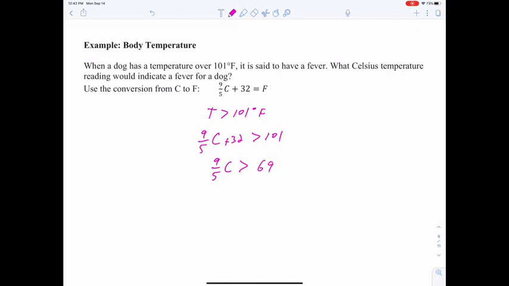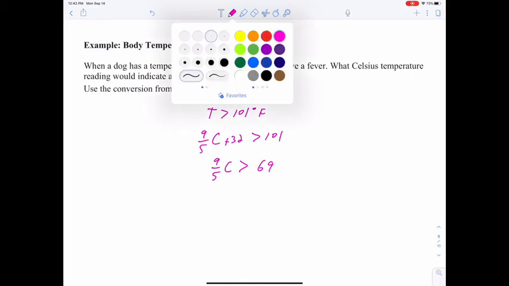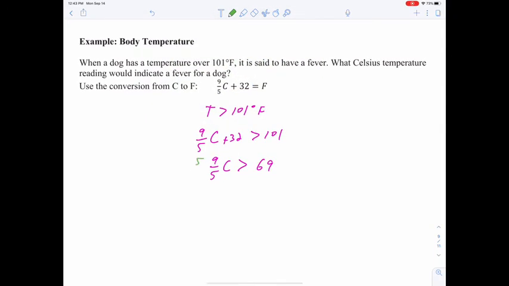Now, we want to get C by itself. So we've got to multiply by the reciprocal of this. Right? So remember what reciprocal means? Reciprocal means flip a fraction. So we're going to multiply by the reciprocal, the flip of this fraction, in other words, by 5/9 on both sides. So when we do that, look, we have a 9 over 9, a 5 over 5, so C stays. Multiply 69 times 5, we should get 345 over 9, right?